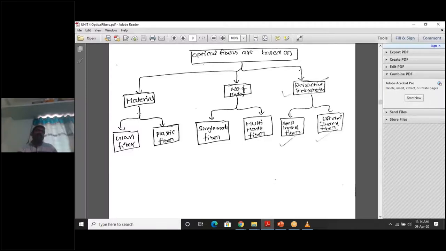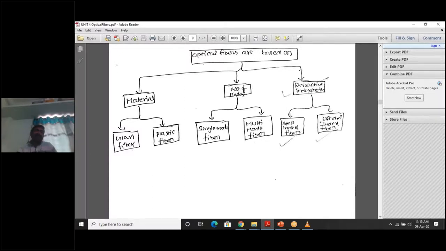Based on material, optical fibers are classified into two types: glass fiber and plastic fiber. If the core and cladding are made of glass material, that is called glass fiber. If the core and cladding are made of plastic material, that is called plastic fiber. As simple as that. Next, what is based on mode?